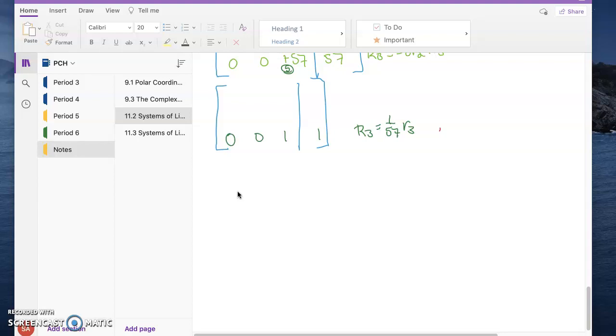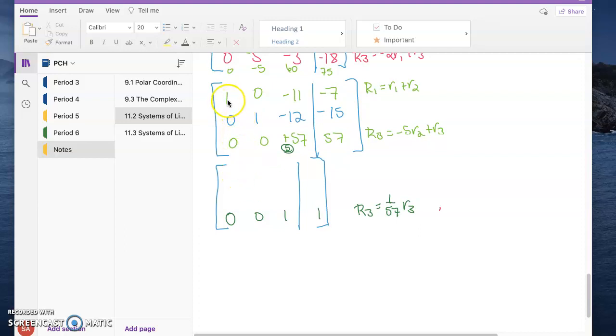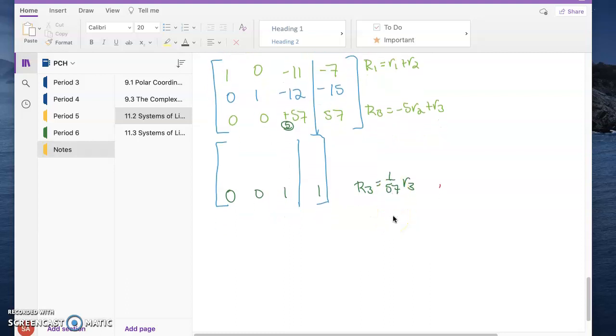So going back to what we just did, we created ones and zeros, and then we want to finish off that diagonal by having a 1 there. So I multiplied 1 over 57 times row 3.